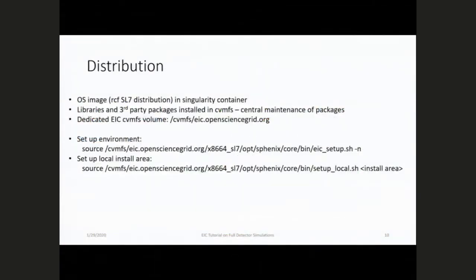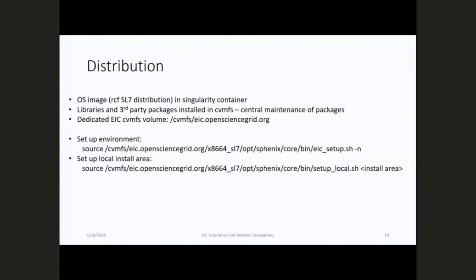As for distribution, as you can imagine, if I told you that you have to build all this yourself, you would be busy for quite a long time. There's quite a bit of third-party software involved. So what we decided to do: we have the operating system image, the SL7 distribution, which is run here at RCF. That comes in the form of a Singularity container. They're working on a Docker image that should come up in a couple of days. Libraries and third-party packages are installed in CVMFS. So you just pull them out of CVMFS, which is available worldwide, which means the packages are centrally maintained.